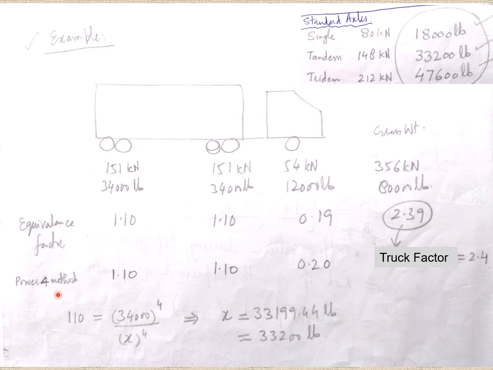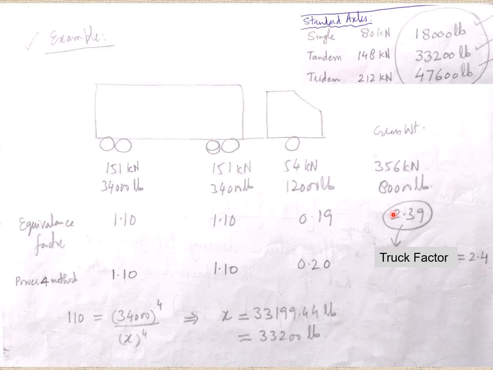Now if we use the power 4 method as per the AASHTO guide, using the formula I showed on the previous slide, you will get the answer of 1.10. Keep in mind that here we are considering the tandem axle, so the load on the given axle is 34,000, and in the denominator we have the standard tandem axle, that is 33,200 pounds. Considering power 4, you get 1.10. The same value comes for the other tandem axle, but for the single axle, 12,000 pound is used in the numerator, and in the denominator the standard single axle, that is 18,000 pound. So you get the value of 0.20. If you add them together, the truck factor comes to 2.4.